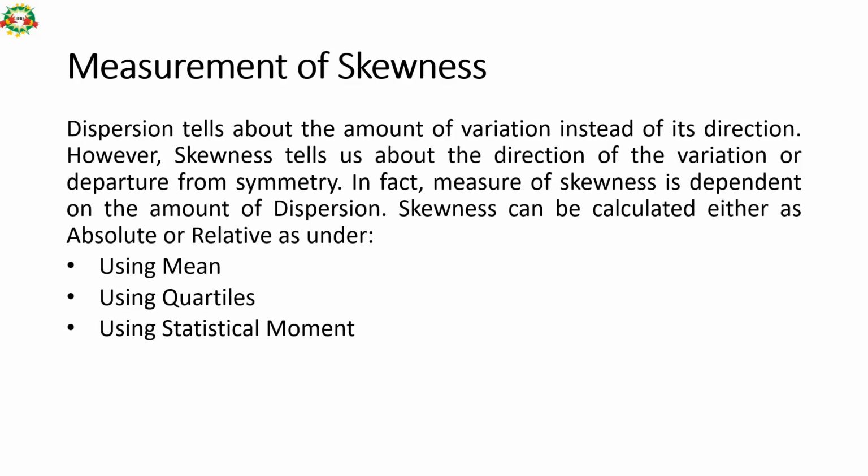Now we have to discuss measurement of skewness. Dispersion tells about the amount of variance instead of its direction. So dispersion tells the amount but not the direction. However, skewness tells about the direction of the variance, or departure from symmetry. In fact, the measure of skewness is dependent on the amount of dispersion. Skewness can be calculated either as absolute or relative, using mean, using quartile, or using statistical moment.